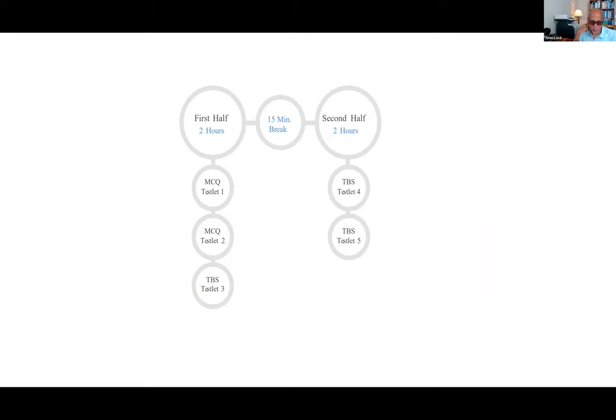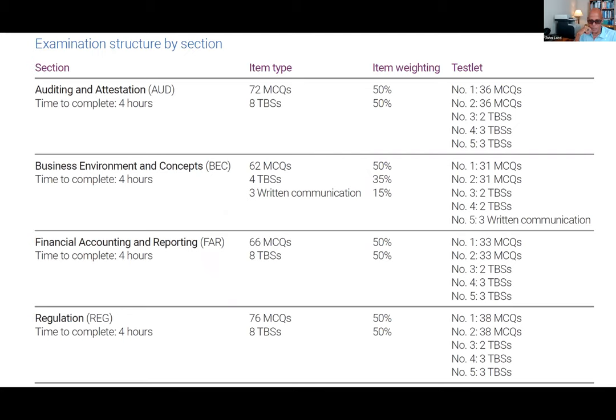Now you come over and you take a look at the exam structure. The first thing I'm going to talk to you about is the way the BEC exam is structured. Then I'm going to come back to that previous slide. I should probably flip those in the presentation. You can see that the business environment and concepts section of the exam has 62 multiple choice questions that are contained in two, what they call testlets. So testlet one has 31 multiple choice questions and testlet two has 31 multiple choice questions. And those constitute 50% of your grade.